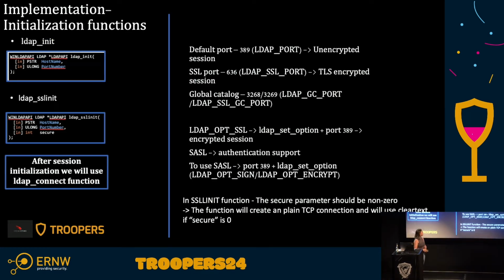Now, let's talk a bit about the flow. First, we need to initialize a connection towards the LDAP server, which is our domain controller. So we have two functions we can use. The first one is ldap_init, and the second is ldap_sslinit. This slide is quite important. We all know LDAP default port as 389. This is the default port for the ldap_init function. And we know that LDAPS is mostly seen at port 636. So this is the ldap_sslinit default port.